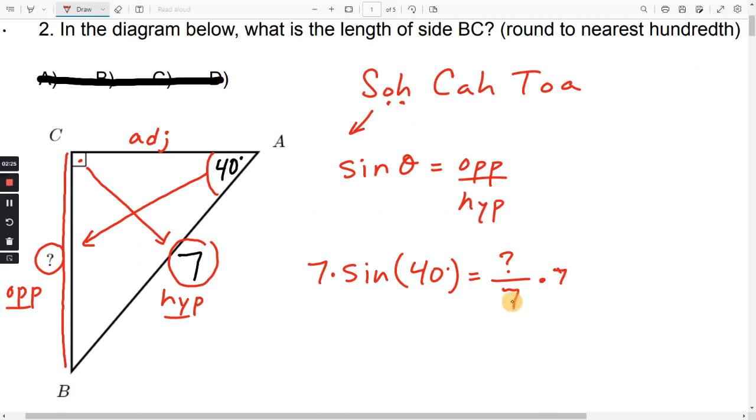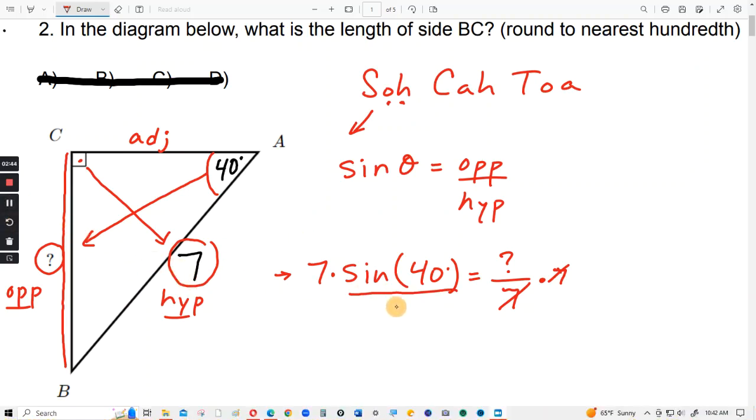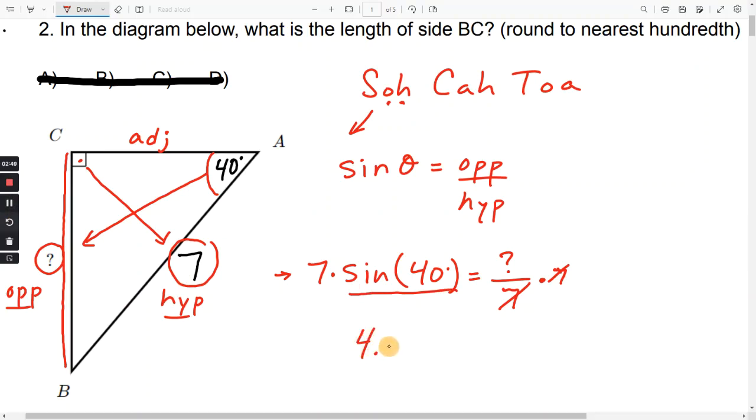7 divided by 7 cancels. And the question mark is going to be 7 times sine of 40. Okay, sine of 40 is all one number. So you need the calculator, and make sure your calculator is set to degrees. So 7 times sine of 40, rounding off, I get 4.50. And that's the question mark. So that is the side length BC.